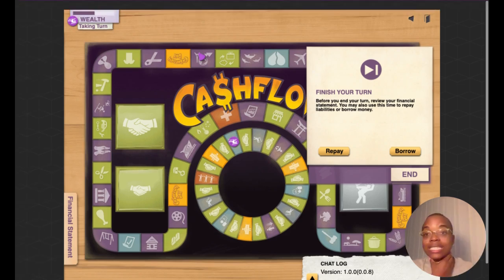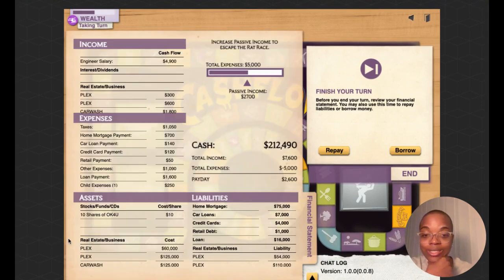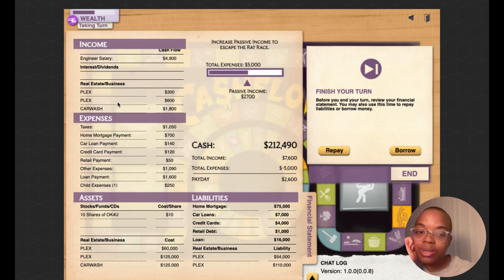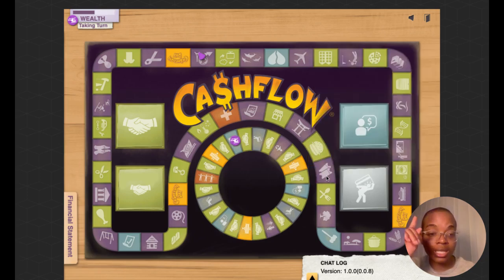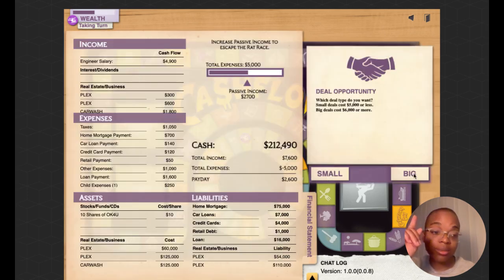Woo-wee. Whoa, hold on now. Cash is $212,000, right? 212,490. My passive income did go down a bit, but I'm not mad at that. Now I have a few options. I got money in the bank now. I can pay off some of these liabilities, which will bring down my expenses. What I'm going to do first, though, is look at some big deals.